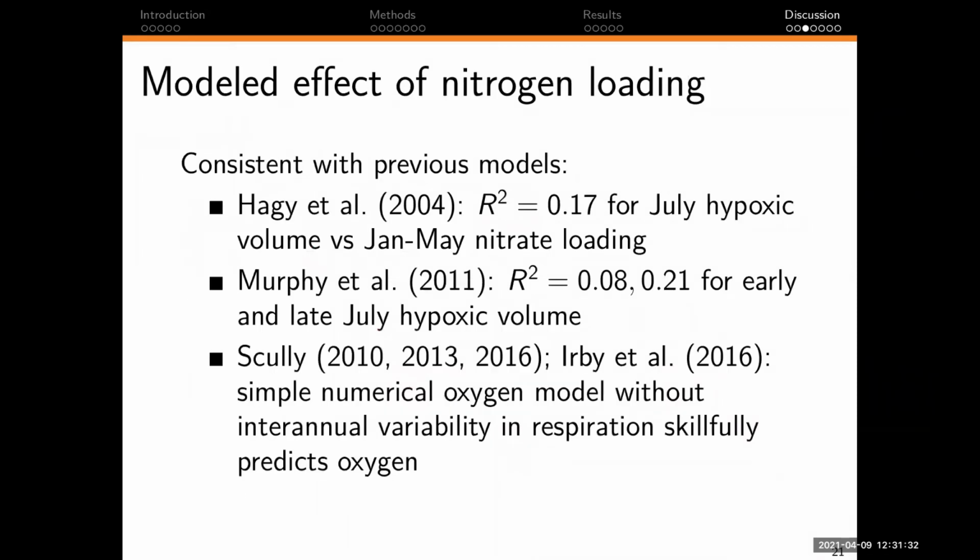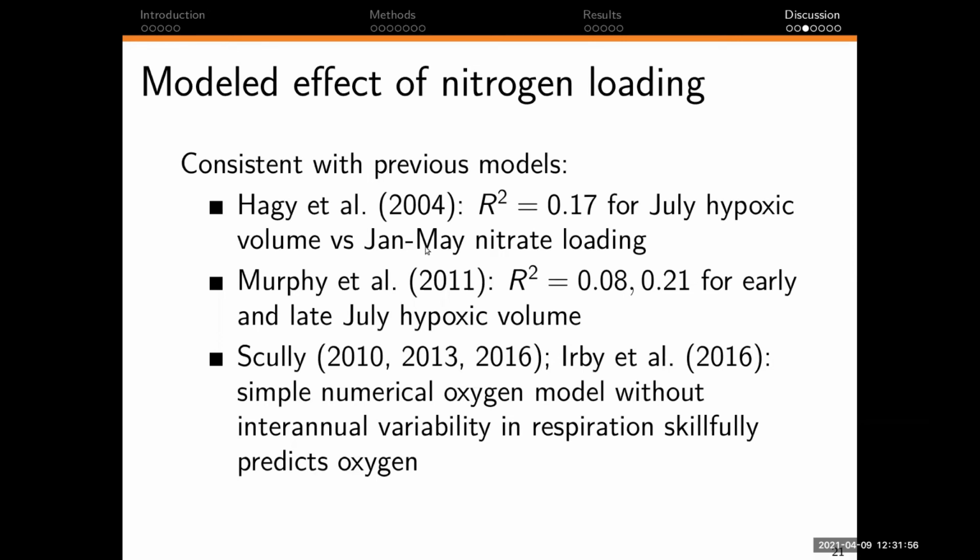The third thing, and one thing we were a little bit uncomfortable about, or tried to be very, very careful about how we say this when we published it, was that the modeled effect of nitrogen loading was pretty small. Nitrogen loading didn't have a big effect on the predictions, which is contrary to the idea that we need to reduce nitrogen loading to the bay in order to improve the water quality. But it is consistent with what's been found in previous studies.